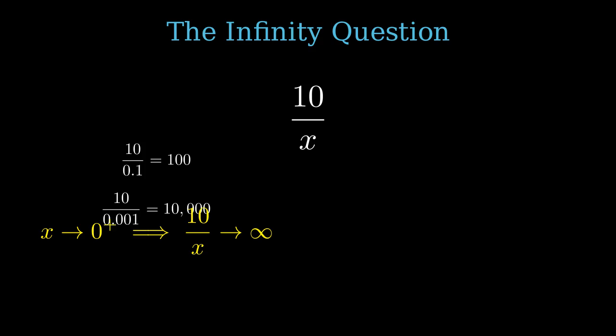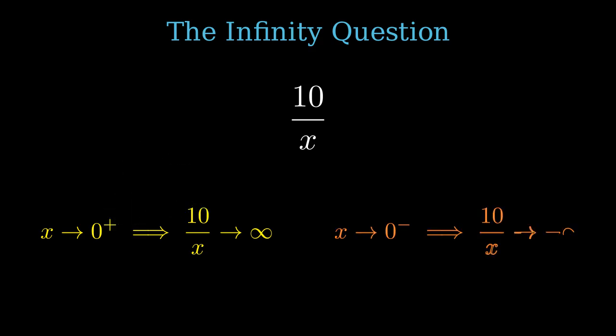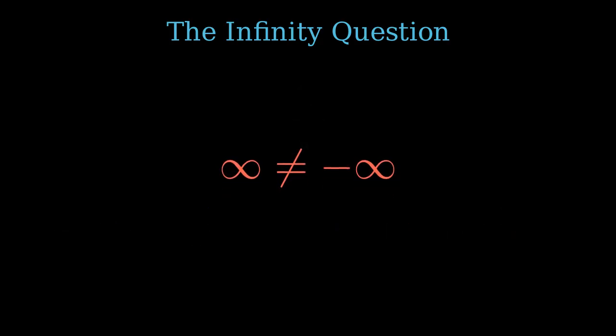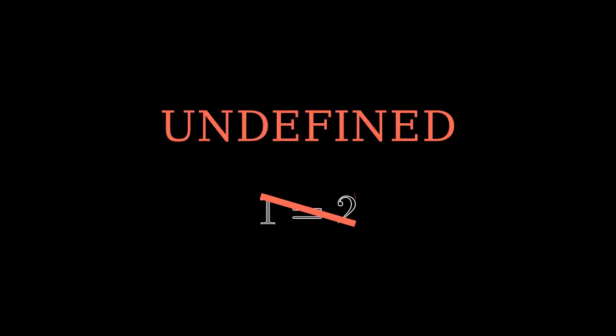But there is a catch. If you approach 0 from the negative side using tiny negative numbers, the result explodes toward negative infinity. Since these two directions don't meet at a single point, we can't assign a definitive value. This is why mathematicians label division by 0 as undefined. It isn't just a difficult puzzle, it is a logical dead end that, if allowed, would let us prove that 1 equals 2, effectively breaking math entirely.